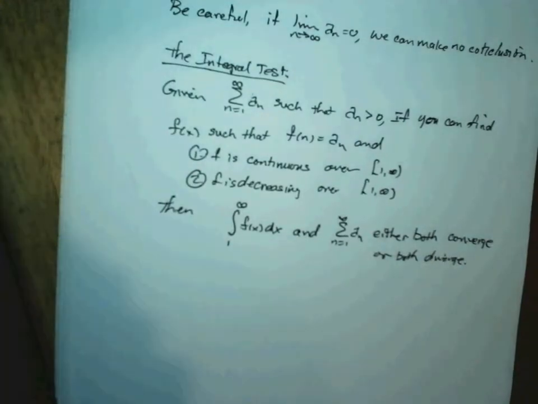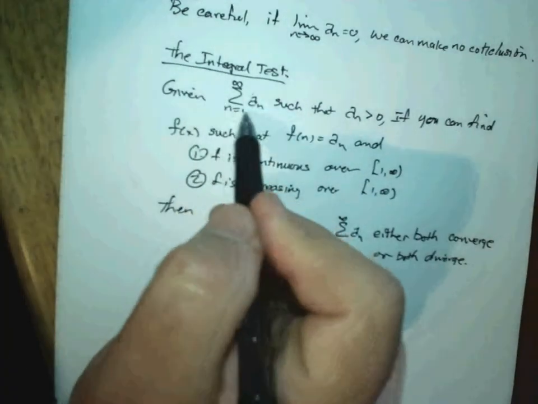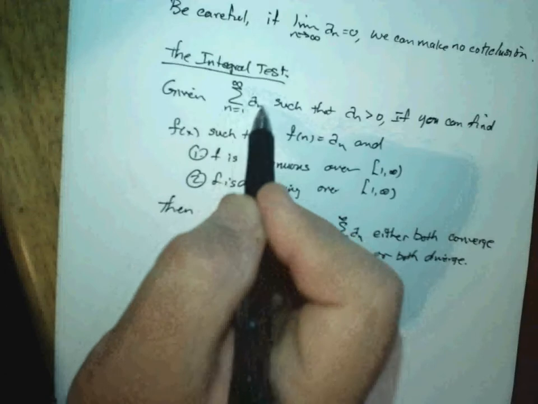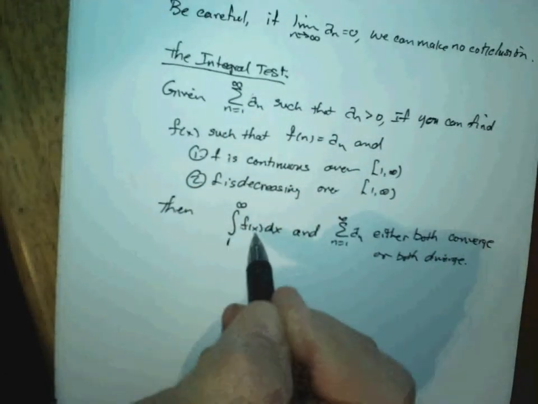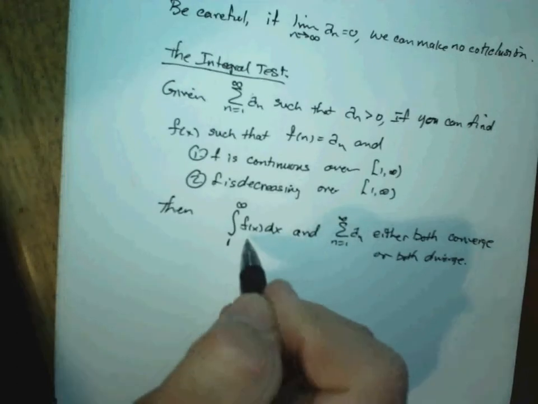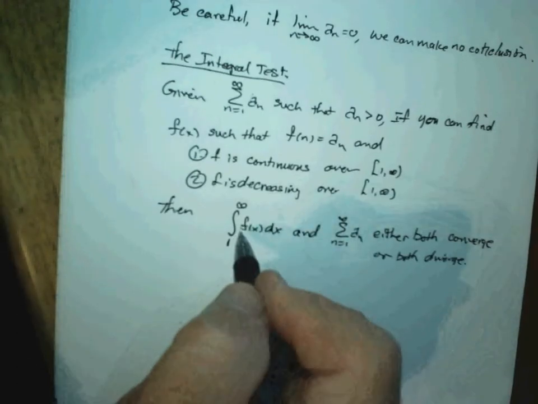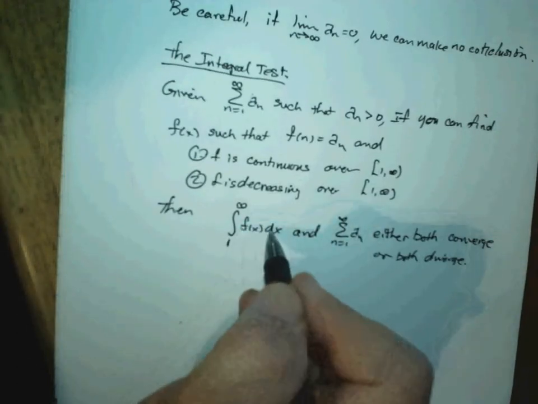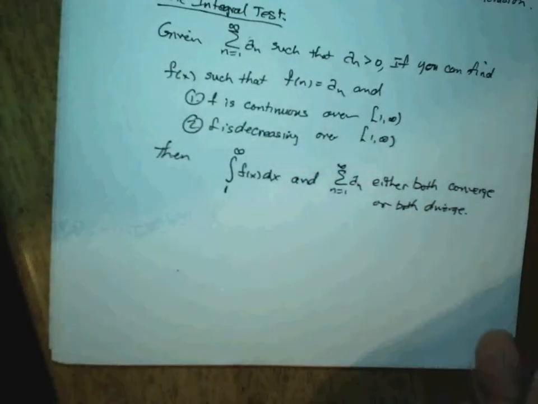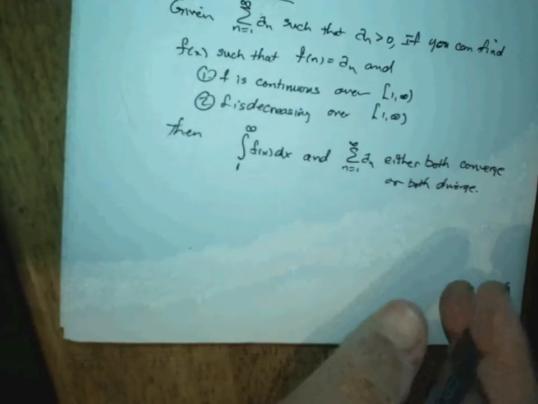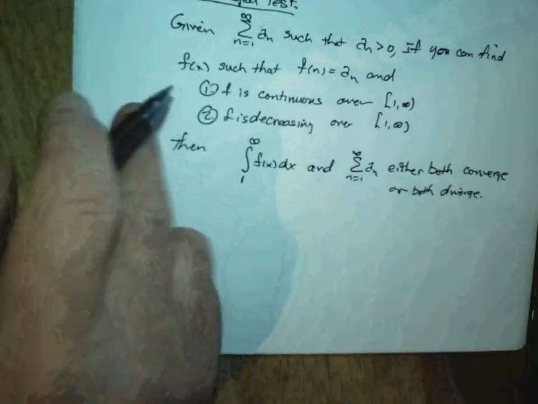So of course what that means is that you're just rephrasing the question about this infinite series into a question about an improper integral instead. And of course the reason we want to do that is because we know techniques of integration to analyze this improper integral. Now, the classic example of a series that we apply this test to is the P series.